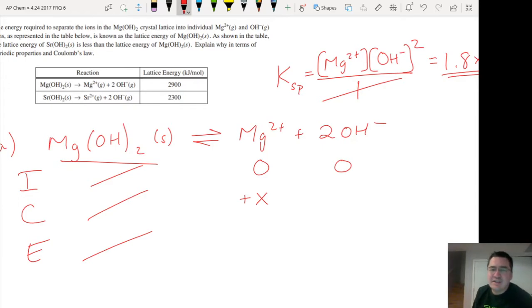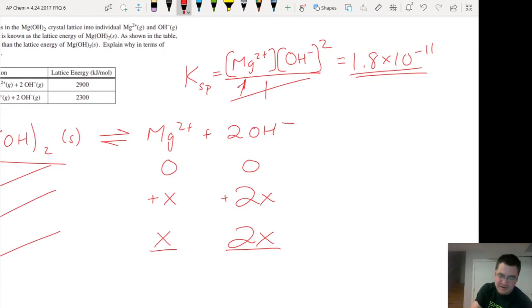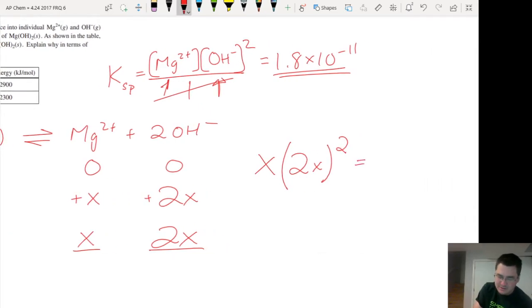So then how much hydroxide will you get? Also x? Careful. Or wait, no, 2x. Yep, because you get 2 hydroxides for every magnesium. So it's always going to be double the amount. So we just say 2x. So then you end up with x and 2x. Okay, so we know the final concentrations at equilibrium are those 2 values, so I plug them into my expression above, right? So I plug them in here and here. So I have x times, parentheses, 2x squared equals 1.8 times 10 to the minus 11.